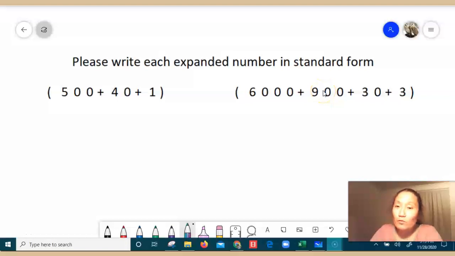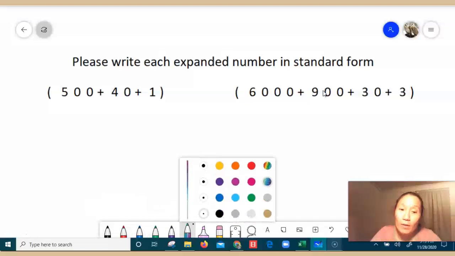Hello, fourth graders. We're going to be working on taking expanded number and putting it in standard form. Now, expanded tells me how much each digit is worth. So these two numbers are currently written in expanded form. You need to take them and write them down into standard form, meaning how many groups do you have for each place value. Okay, so if we're looking at it, and please follow along, take out a pencil, paper, whatever you need, and let's do this.